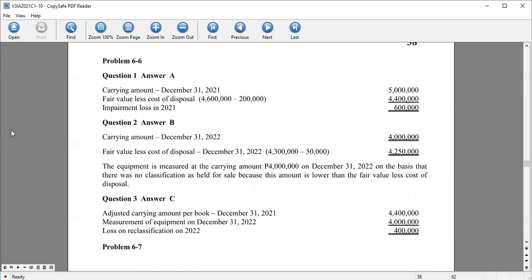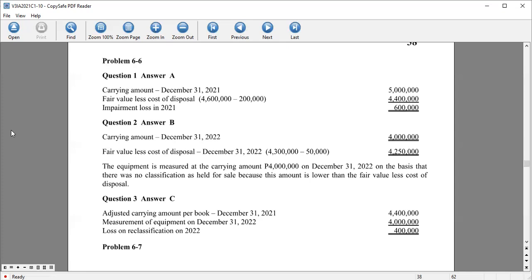Question number 2. What amount should the equipment be measured on December 31, 2022? So the carrying amount on December 31, 2022 is 4 million. The fair value less cost of disposal of 4.3 million minus 50,000 or 4,250,000. The equipment is measured at the carrying amount of 4 million on December 31, 2022 on the basis that there was no classification as held for sale because this amount is lower than the fair value less cost of disposal, which is 4,250,000. So the answer to number 2 is letter B.